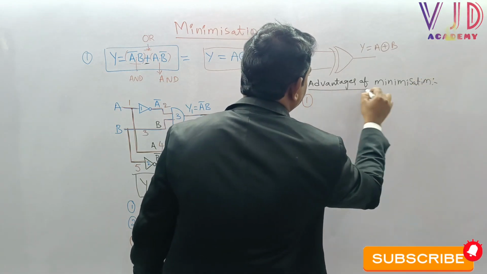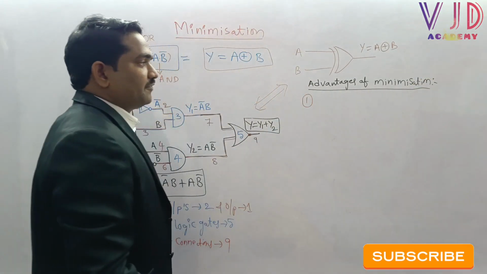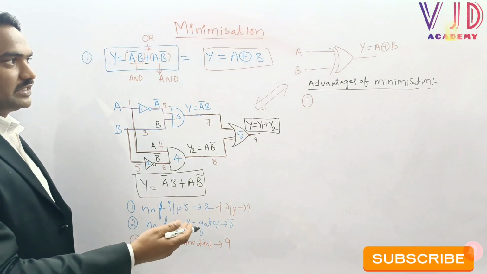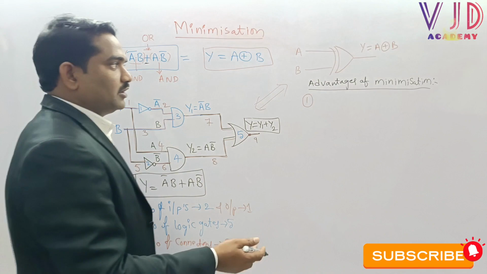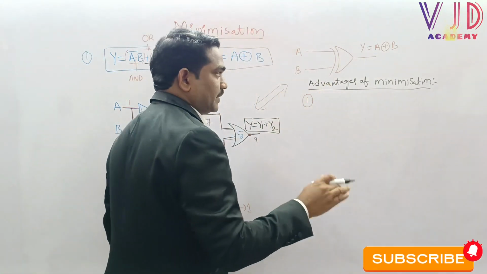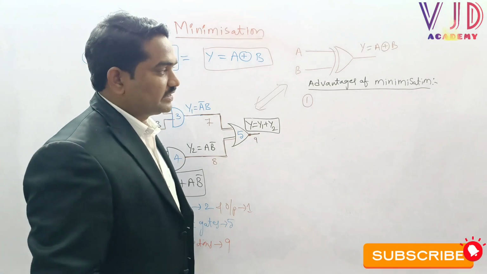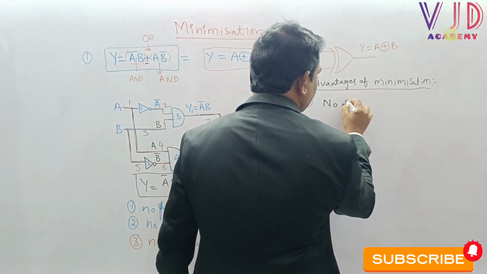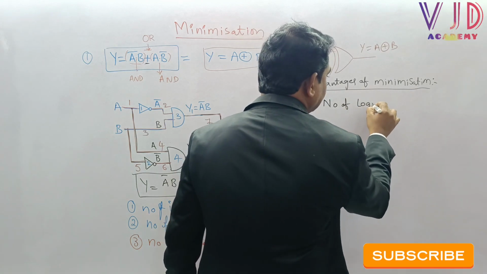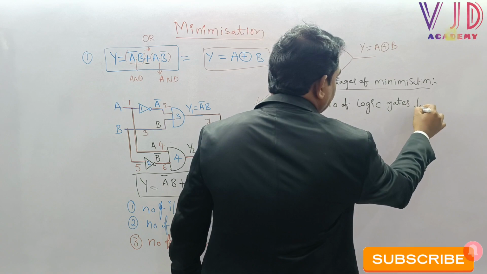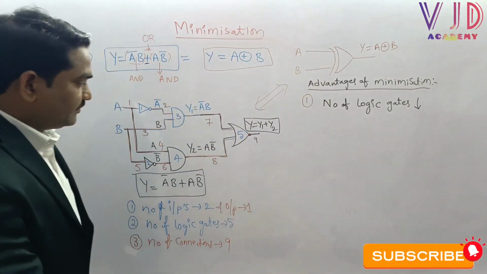When I minimize a logical expression and then construct a logical circuit, the number of logic gates required to implement that minimized logical expression is very small. Here the number of logic gates required is decreased.